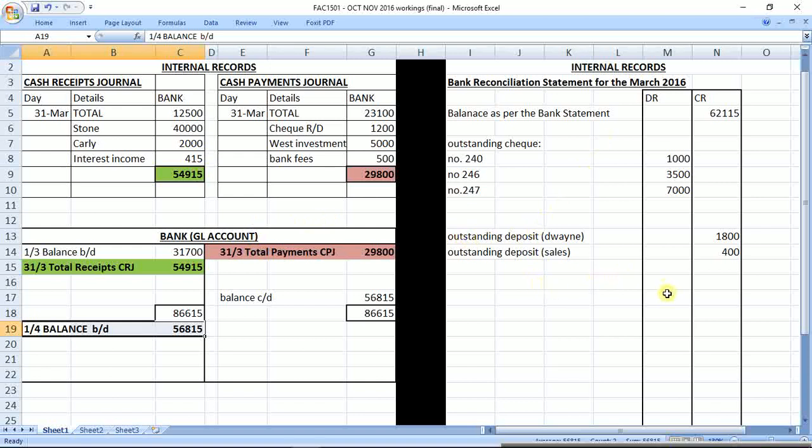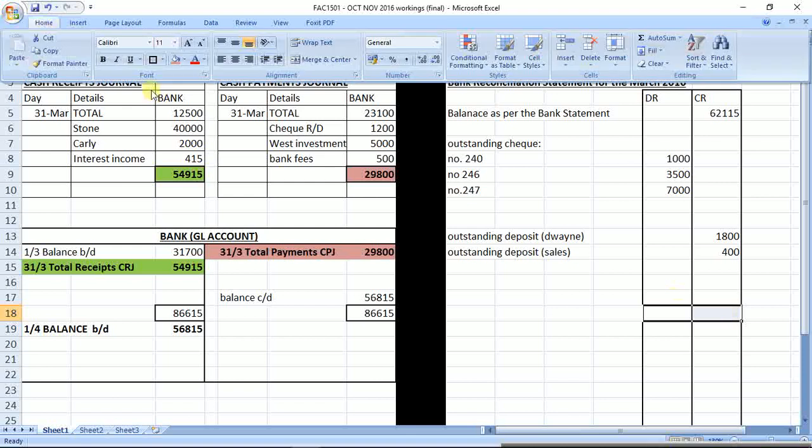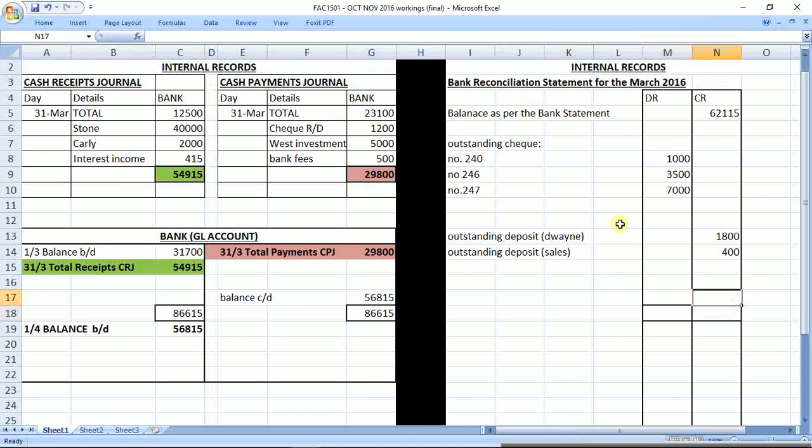Right, we still need to balance this. Which side's bigger here? The debit side. The credit. Do you agree? 62, 11, 180, 400. Those three are bigger than those three. Okay, so sum up. I want those totals on both sides.